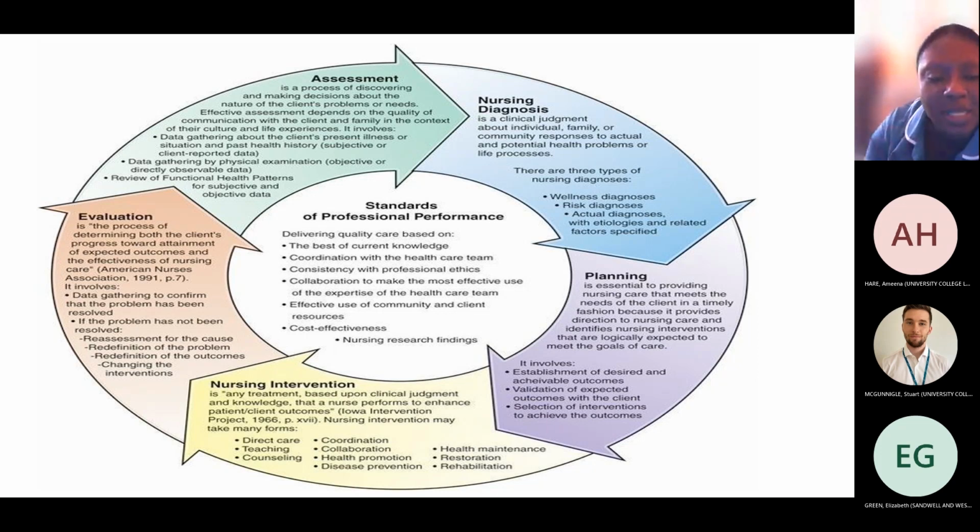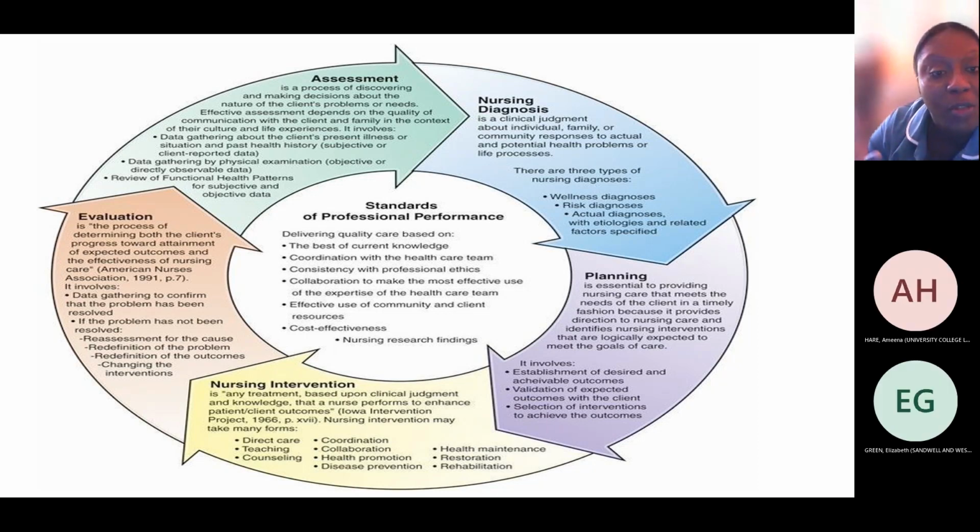So we go through this constant cycle every single day as nurses, to make sure that our patient is kept comfortable. Are we achieving the care that we're supposed to achieve, or the clinical outcome for them to get better? So this is just a little bit of a summary of what we do in our day-to-day practice.